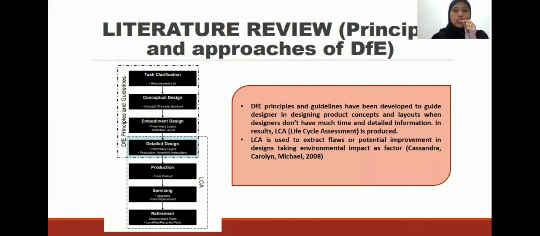So for the second literature review, we will cover the principle and approach of the DFE. So here I'm choosing LCA, which is life cycle assessment. So LCA is used to extract flaws or potential improvement in design, taking environmental impact as a factor. So the goal is still the same. We will produce a whole different product considering two factors, and by extracting flaws or improving the product itself.